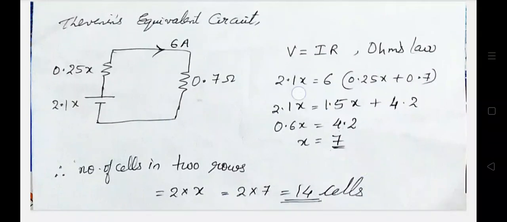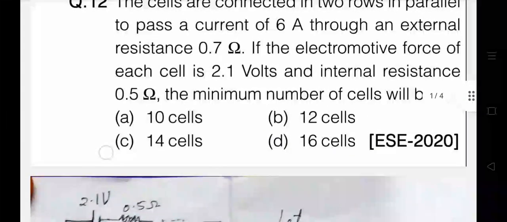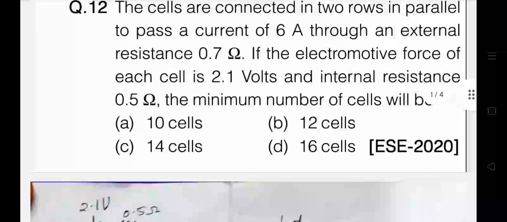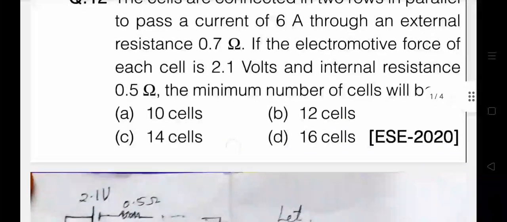Let's see in the options. In options, option C is the right answer. That is 14 cells. Therefore, 14 is the minimum number of cells according to this question. Option C is the right answer.